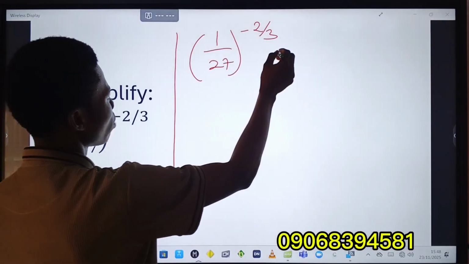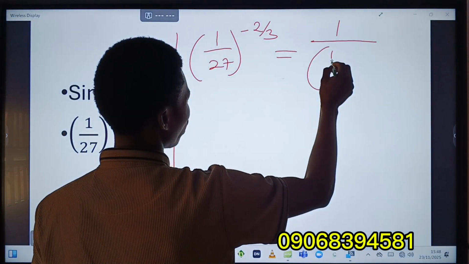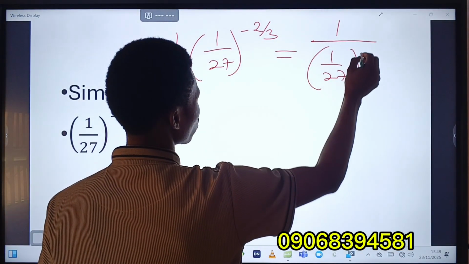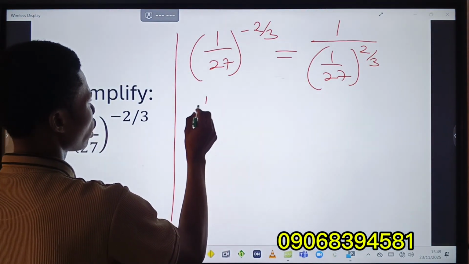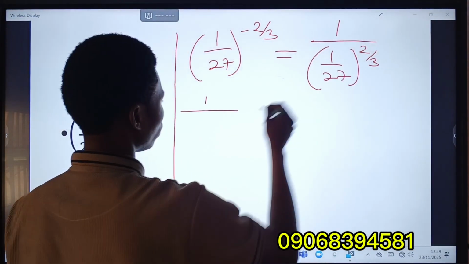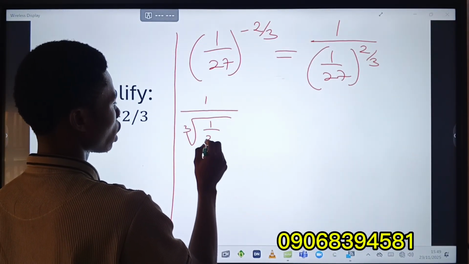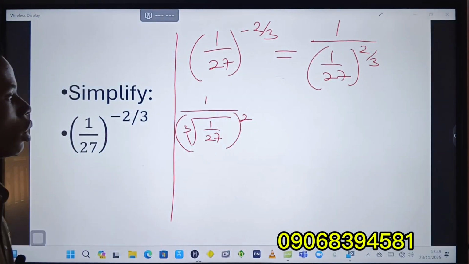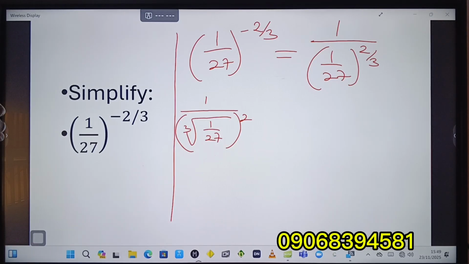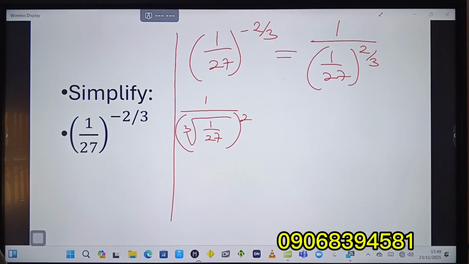All right, now the first thing I'm to do is to remove this minus, right? So I'll say 1 over 1 over 27 all raised to power 2 over 3, right? Now this is the same thing as saying 1 over the cube root of 1 over 27 all squared. Now at this point, what are you to do? What's the cube root of 1 over 27?